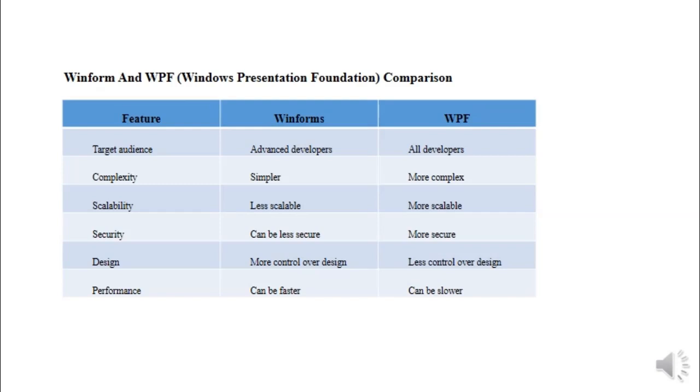Performance: WinForms can be faster in certain scenarios, especially for simple applications, and can have a lighter footprint. WPF can be slower due to its more extensive features and capabilities, which may impact performance, especially in resource-intensive applications. Thank you for my presentation.